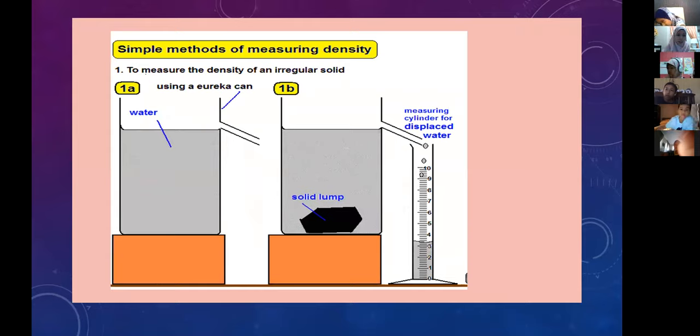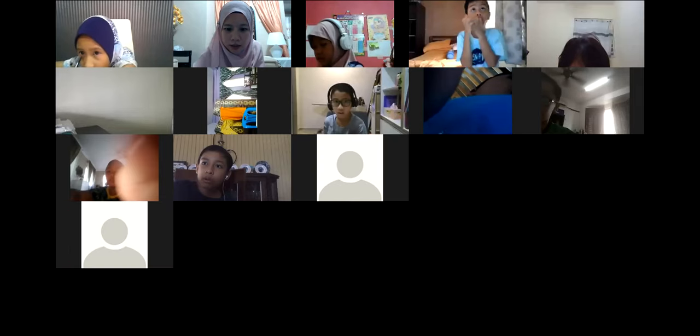Okay, this is another example. As you can see here, teacher put the water level until the mouth of the Eureka can. And then when teacher put the solid here, or the object, the water will overflow. So the air yang tumpah ni is equal to the volume of the solid here. Okay, I hope all of you can understand the topic of measuring cylinder.